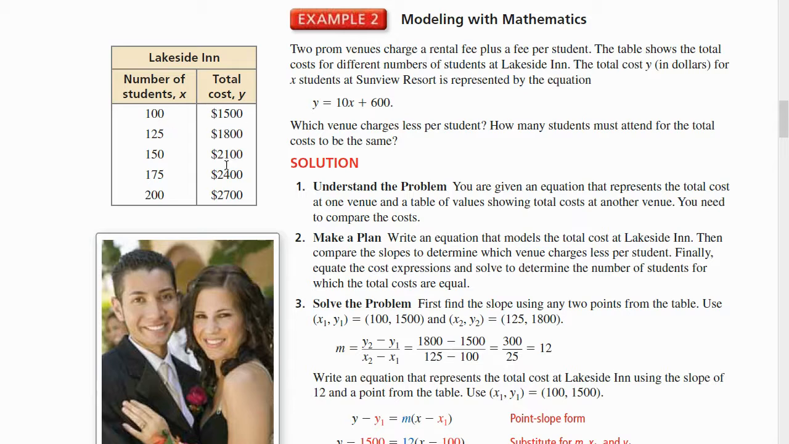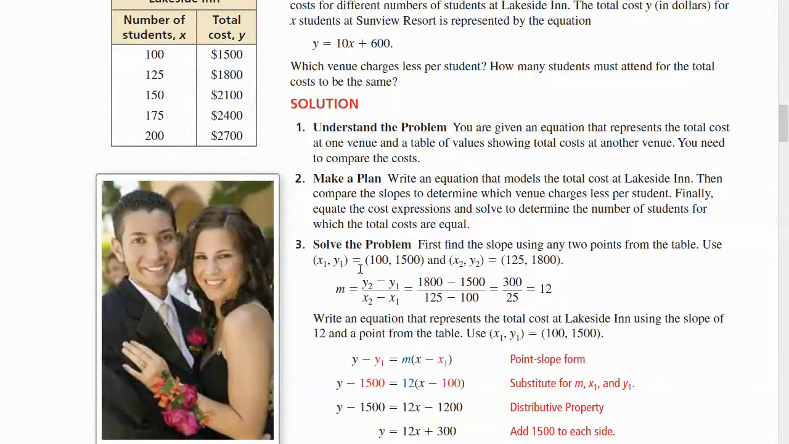All right, so the first thing is let's find the slope. So we need 2 points. And here's our slope formula, change in y over change in x. So if I chose the first 2 points, I do 1,800 minus 1,500 is 300. 125 minus 100 is 25. 300 over 25 is 12. So there's your slope. So I already know that this place is going to charge $12 per student.